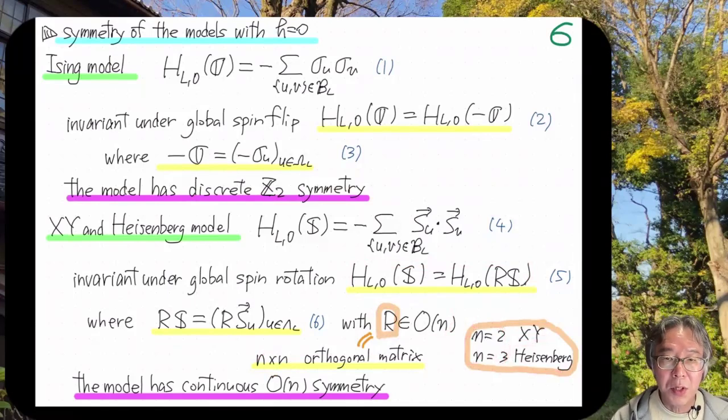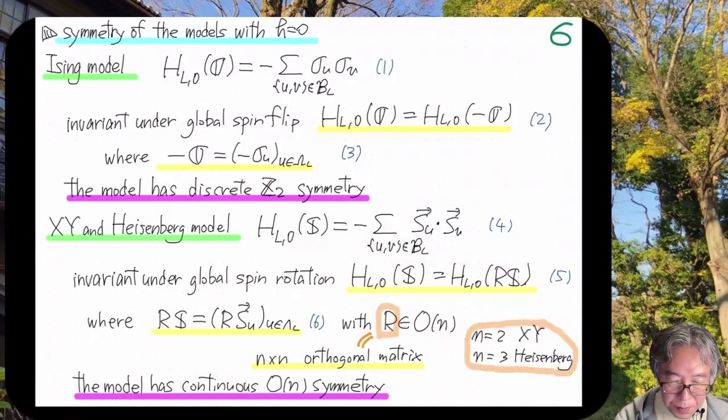As you know, an orthogonal matrix does not change the inner product, so you see from this that the Hamiltonian is invariant. So O(n) contains the usual spin rotation, and you can rotate the spins in a continuous manner. You can change the angle continuously. So in this case, the model has continuous symmetry. This is very important, as I discussed.